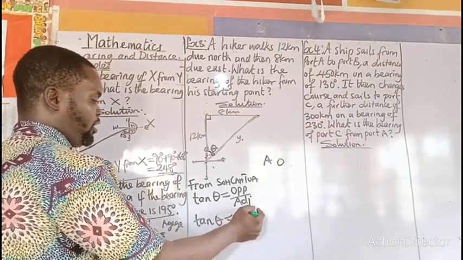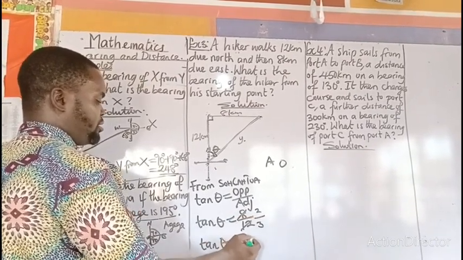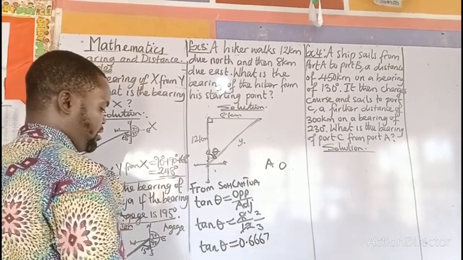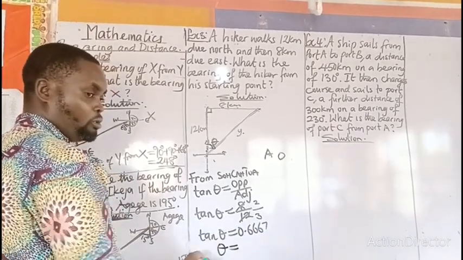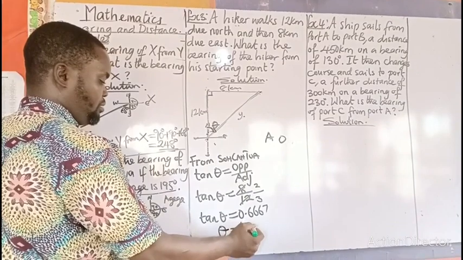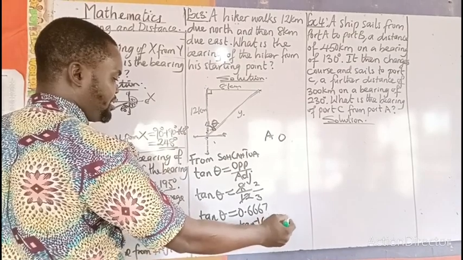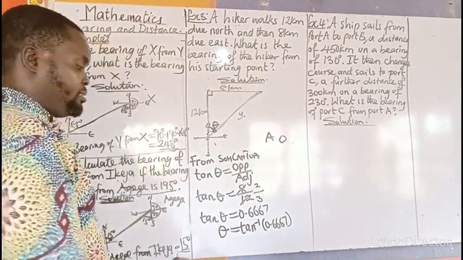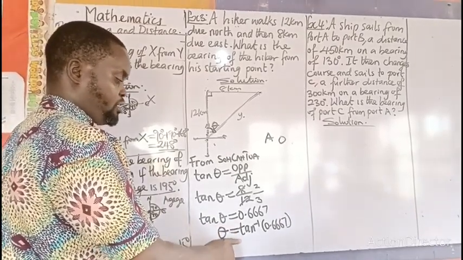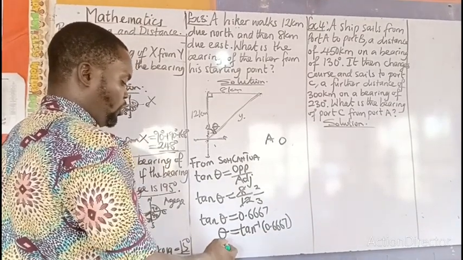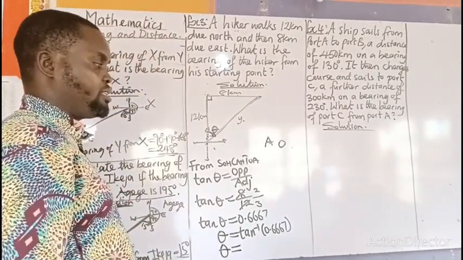8 divided by 12, what do you get? Let's divide by 4 here and 4 here. We get 2 over 3, which is 0.6667. We have estimated it to 4 figures. So our theta will now be arctan of 0.6667. Meaning that on our four figure table and on our calculator, we press second function or shift before we press tan. Then we find this. What do we get there? Arctan of 0.6667.